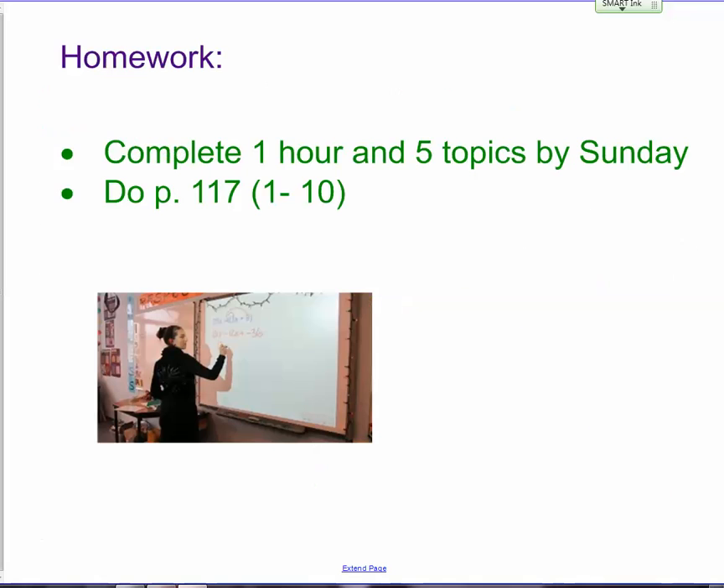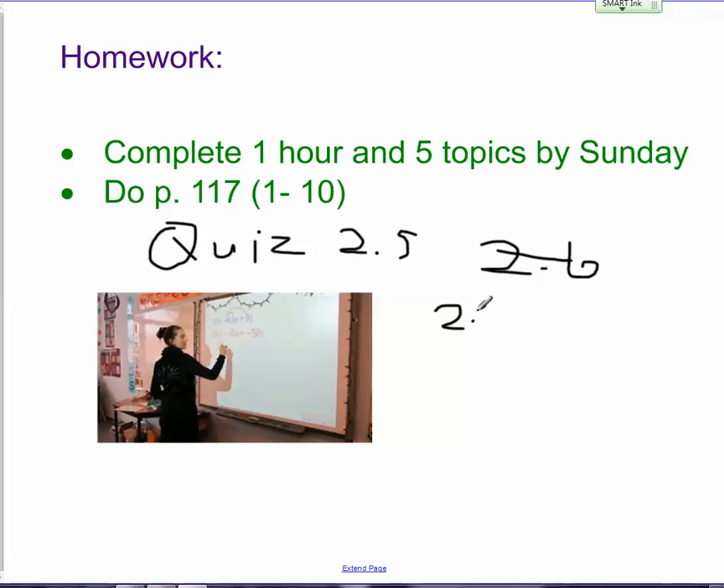All right, and then you have a little bit more homework, so complete 1 hour and 5 topics by Sunday. Page 117, you're going to practice those triangles, and remember you have a quiz next class, your last quiz on Chapter 2. It's on just lessons 2.5 and 2.7. We did not do 2.6, and it's not necessary to do it. Have a look at it and you'll see why. And this is on Moodle also.